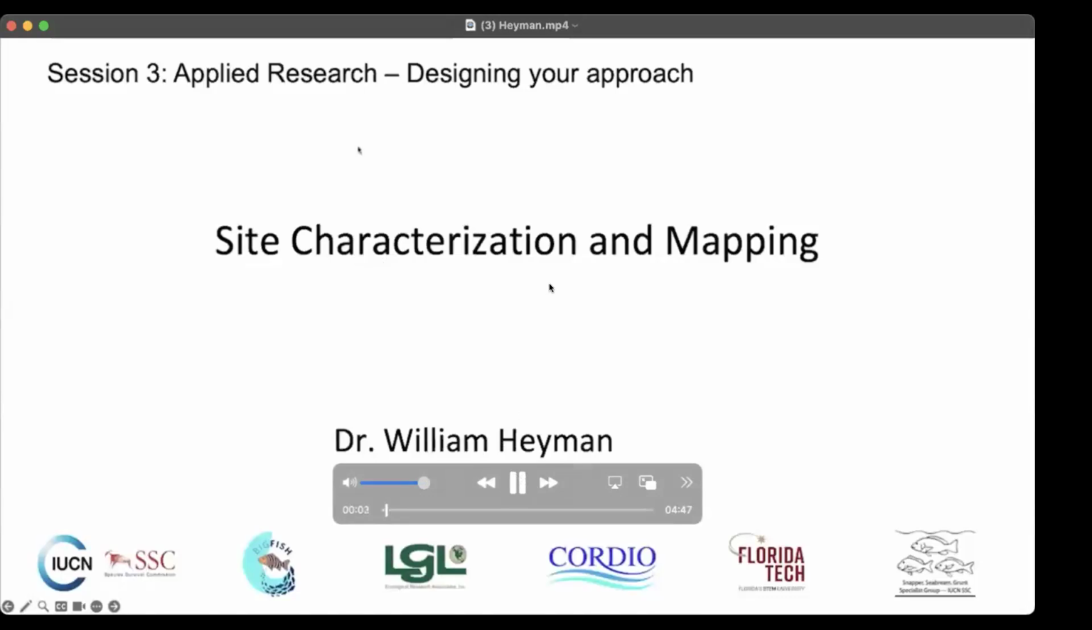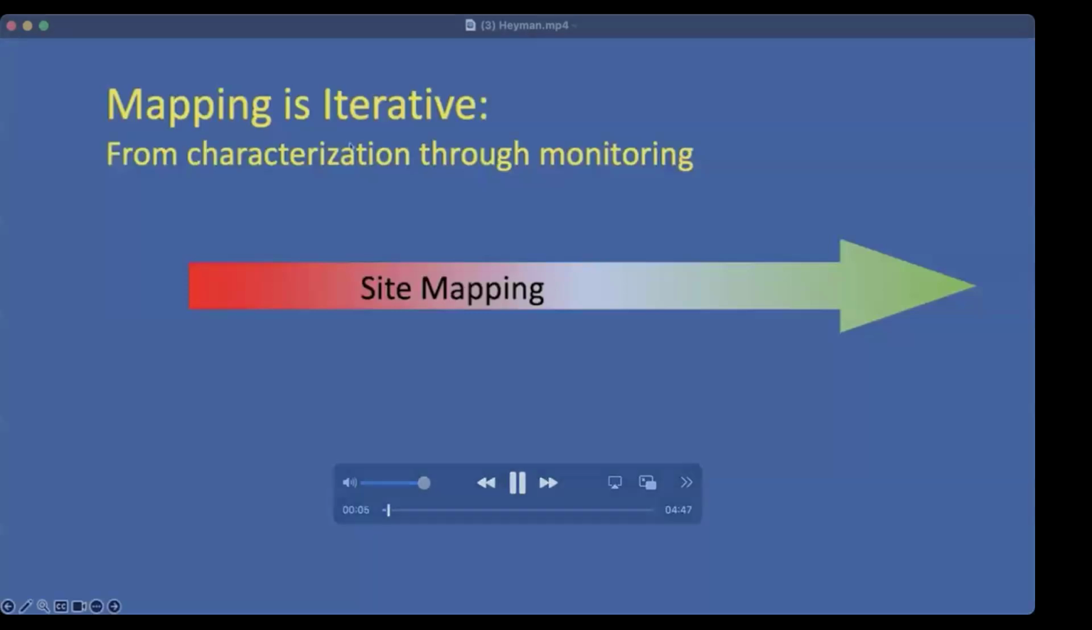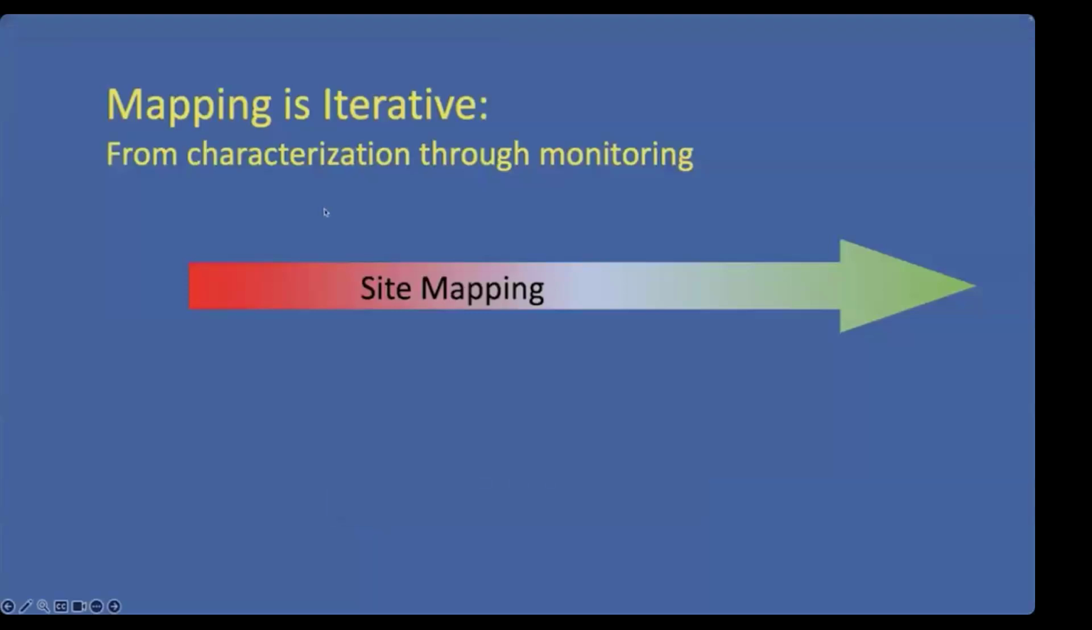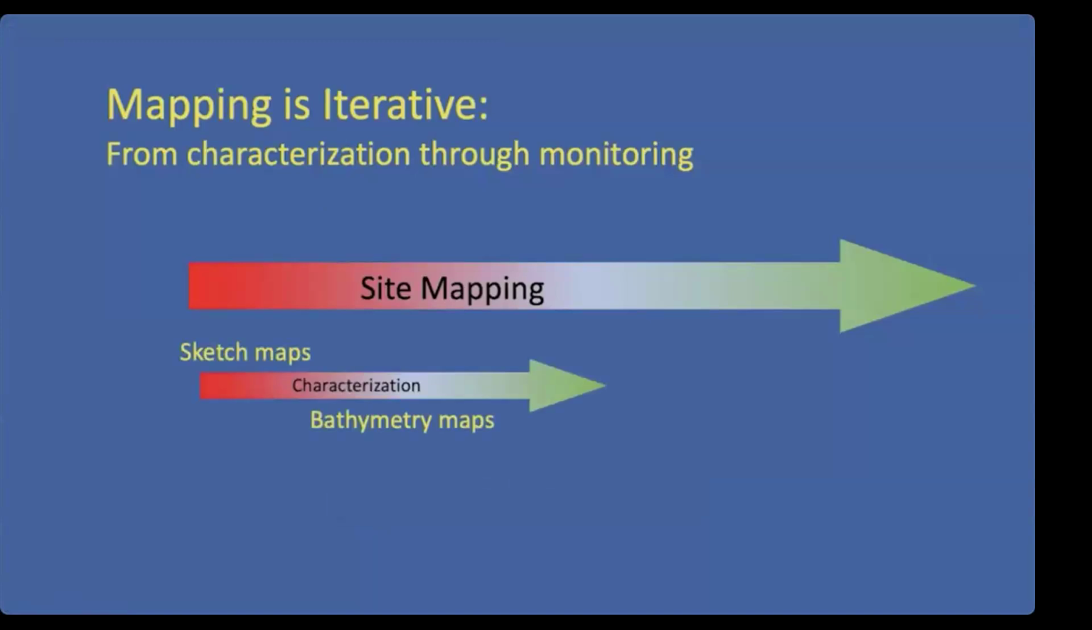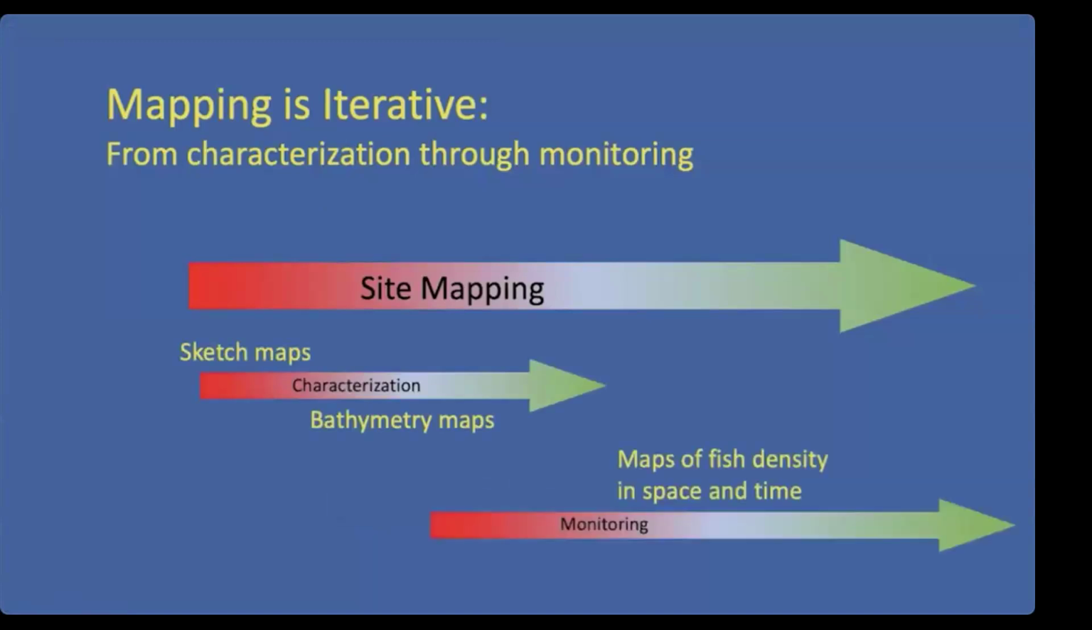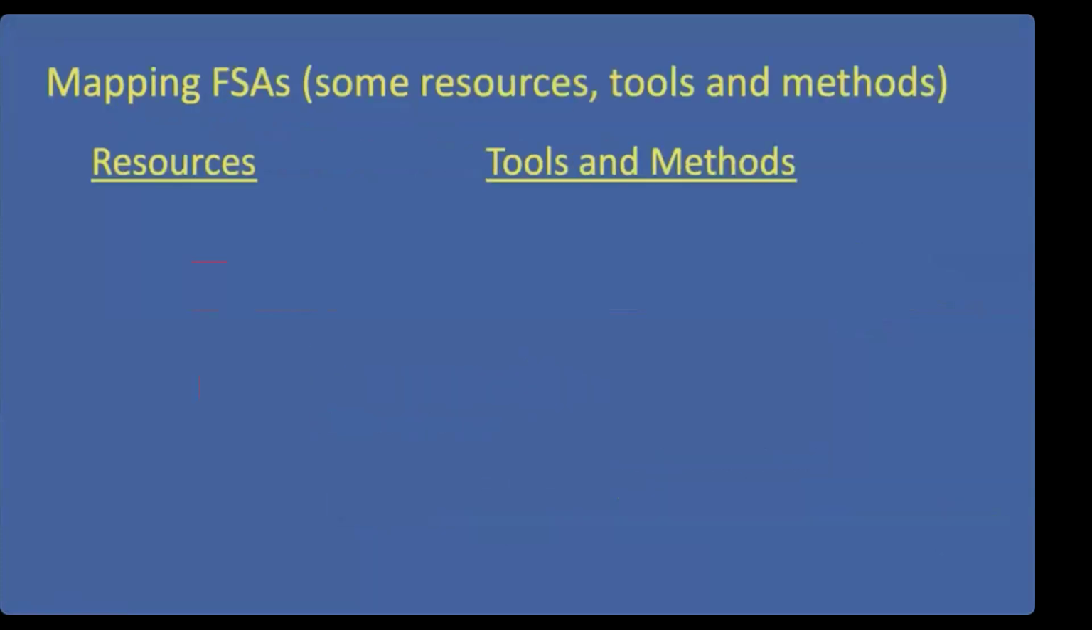Site characterization and mapping. Mapping is an iterative process with more information during the process, from characterization all the way through monitoring. Your maps get better and better with more information. You can start with sketch maps, but ultimately you're probably going to need bathymetry maps. And ultimately for monitoring, it'll be necessary to map fish density or fish counts in space and time.